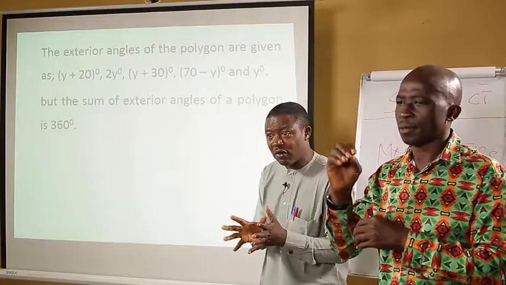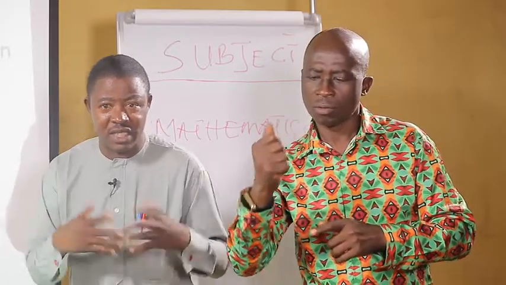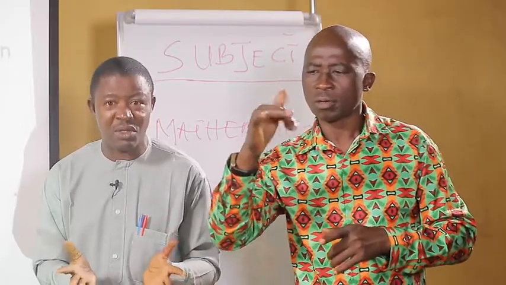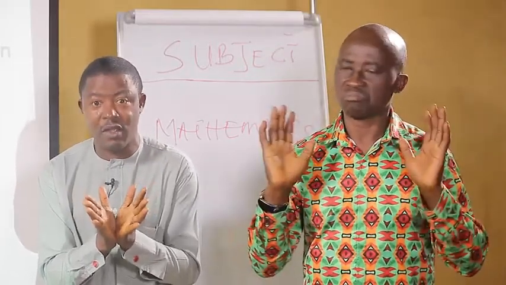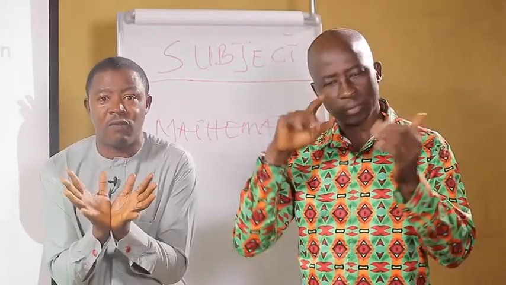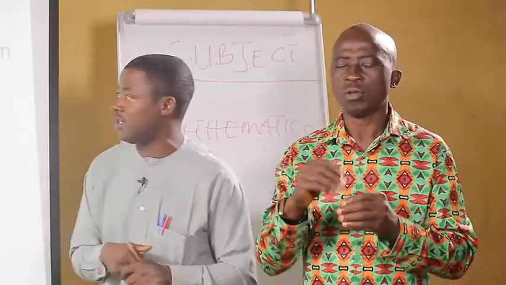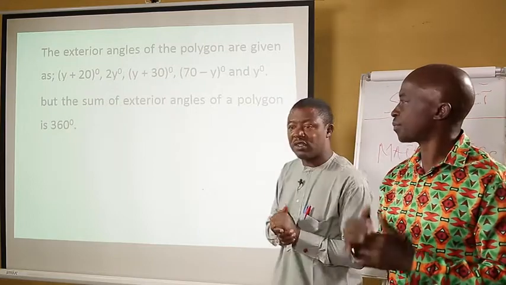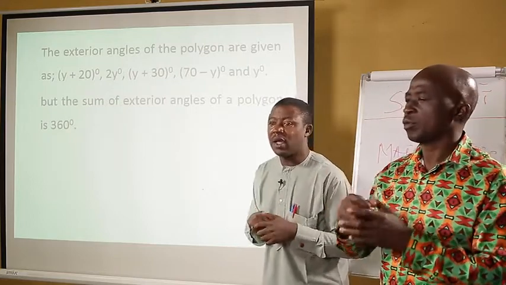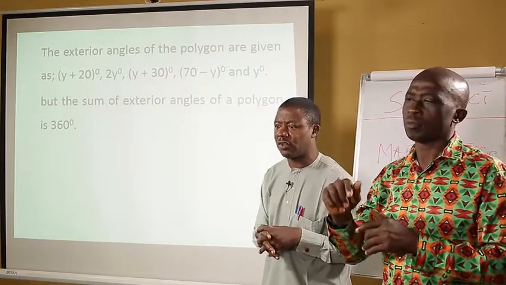So the issue of whether it is a pentagon, a heptagon, a decagon, a duodecagon, or whatsoever type of polygon is none of our business in this case. We are expected to just sum up the values given to us and equate it to 360 degrees. Now, the sum of the exterior angles of any polygon, the outside angles, sum up to 360.